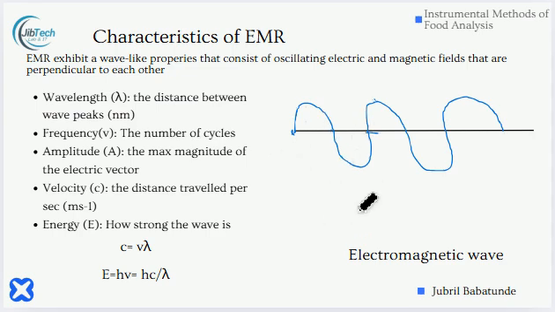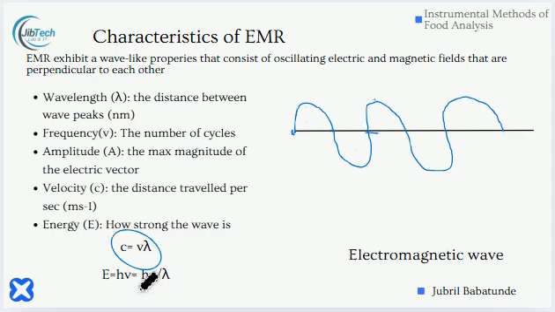When the wave moves faster, you can believe that it has higher energy. And then the relationship between wavelength and frequency is given by this formula here. This is the relationship between wavelength and frequency.